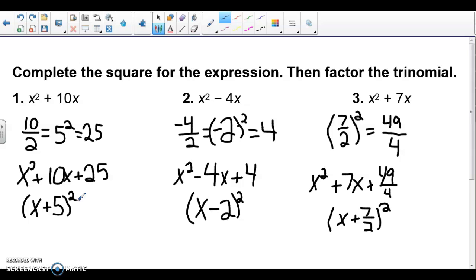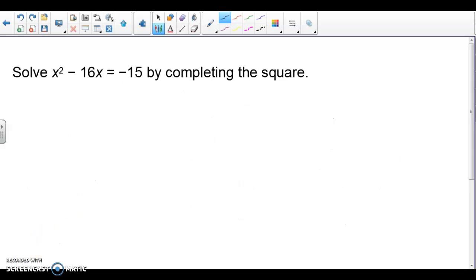So here's your answers. Again, pause the screen if you'd like it. Otherwise, we are going to move forward. So for this example, we'll see why we can use completing the square to solve an equation.